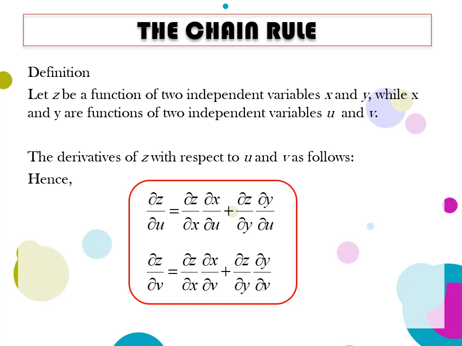Alright, and you have the second function, which is, your variable x and your variable y are functions of two independent variables u and v. So can you imagine this? You have a function which is depending on two variables x and y. But at the same time, your x and your y are also functions which are depending on other variables u and v.